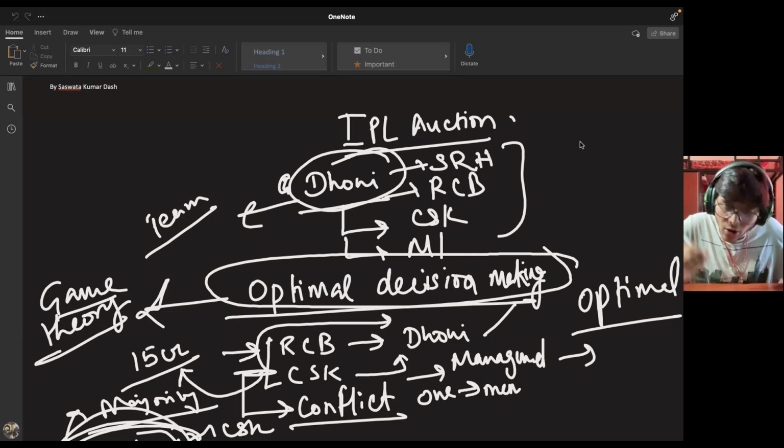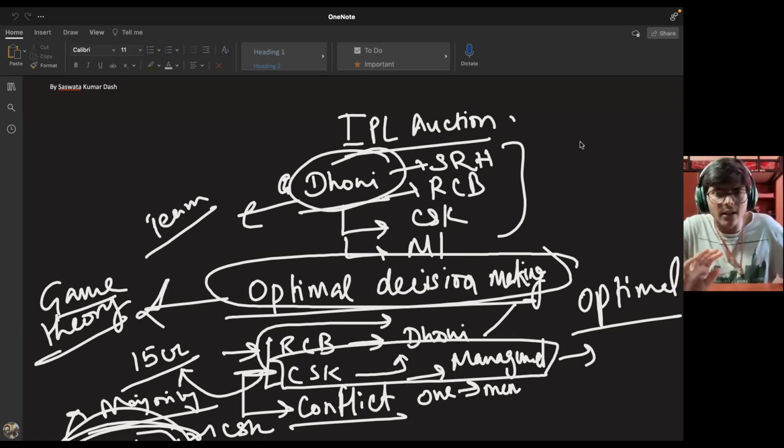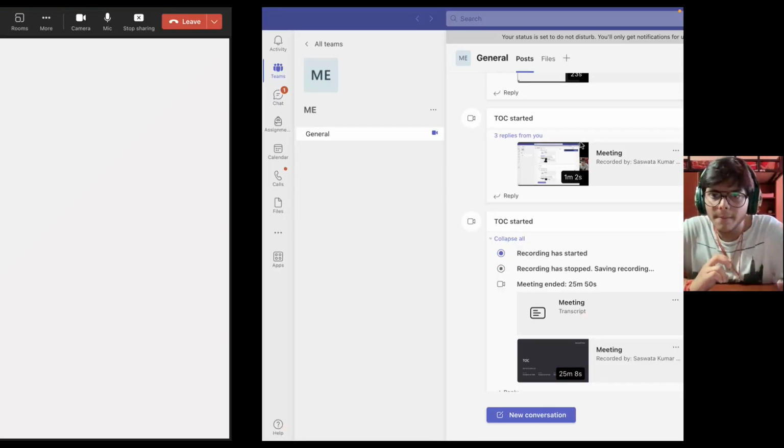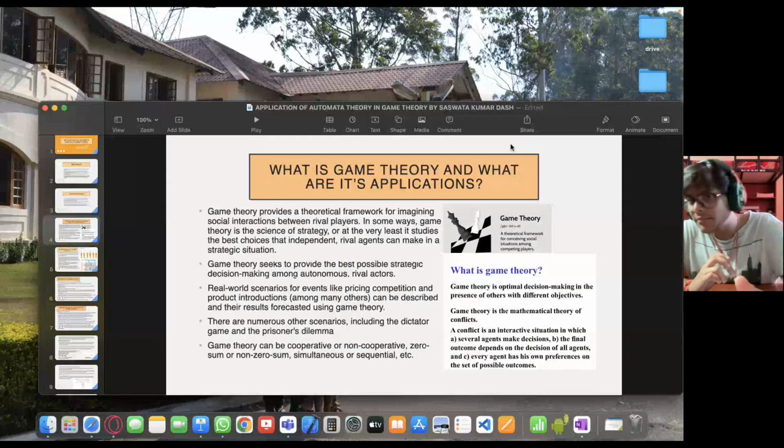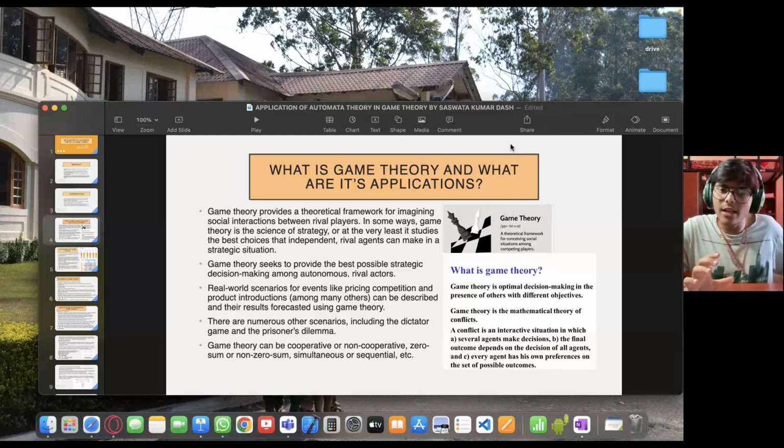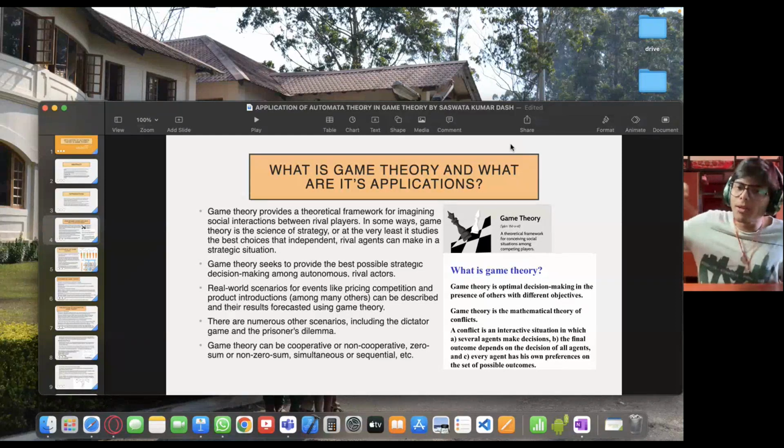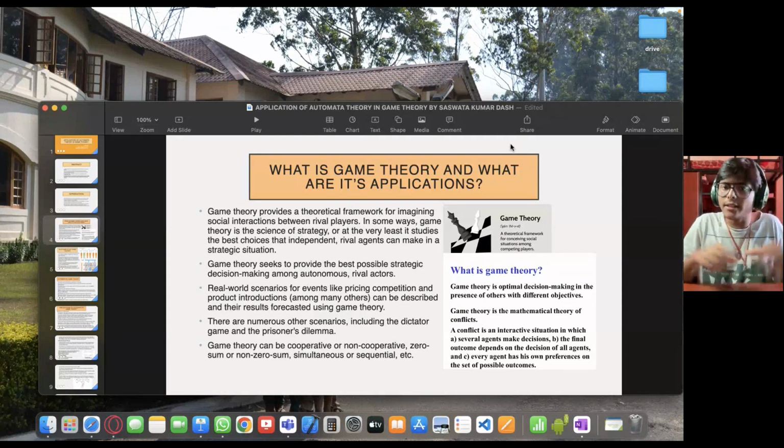They want to buy Dhoni at any cost, at any price, right? So that's the game decision making. Similarly, another example is the mathematical theory of conflicts, right? There may be a conflict like five members in CSK want to take Dhoni, three members in CSK don't want to take Dhoni. So there's a conflict in an interactive situation in which several agents make decisions.